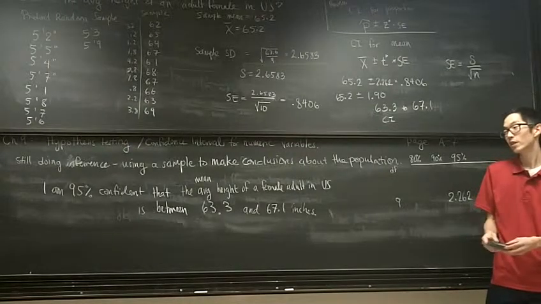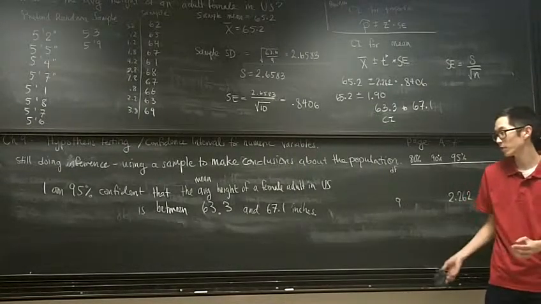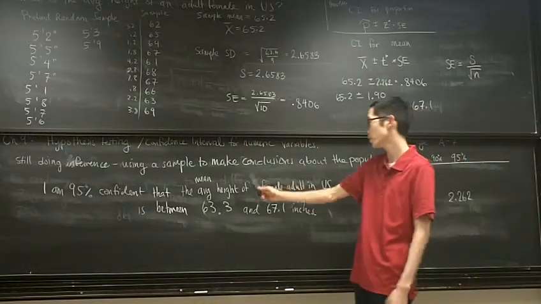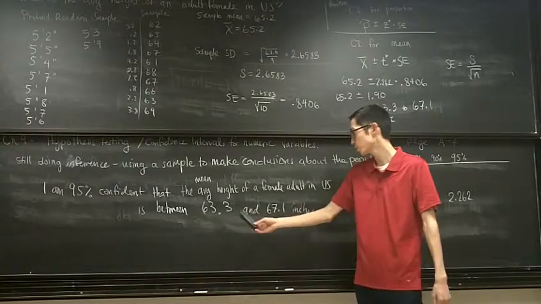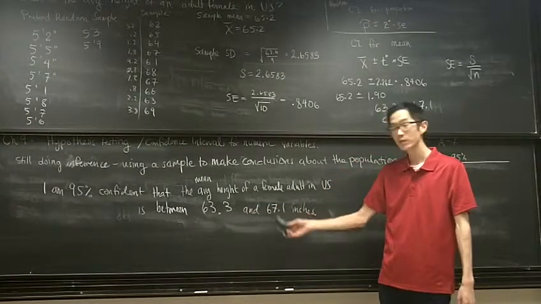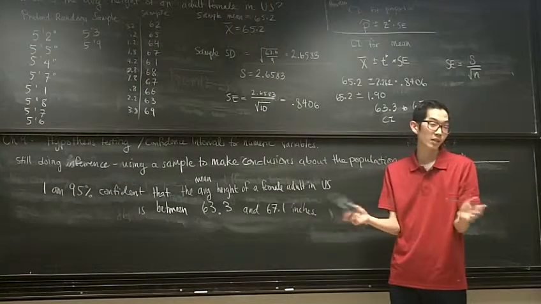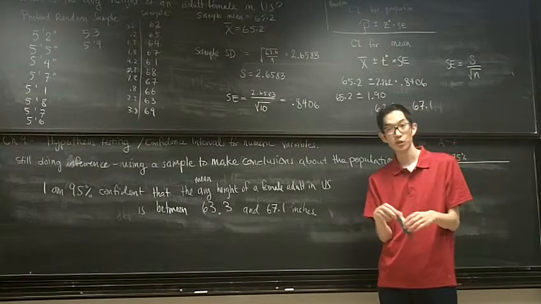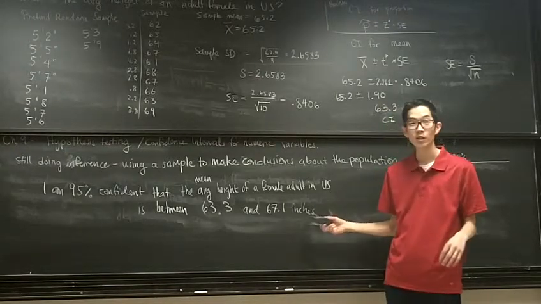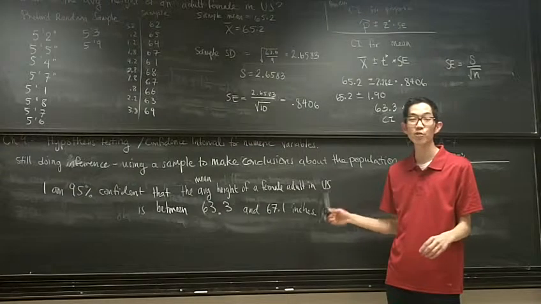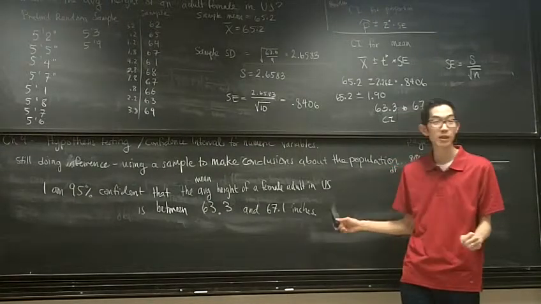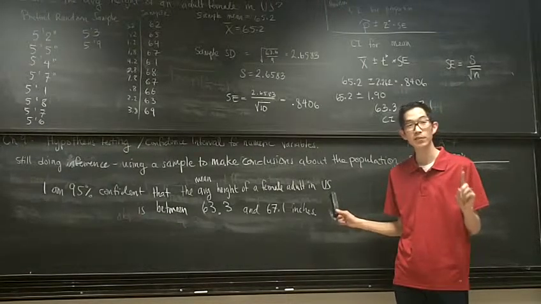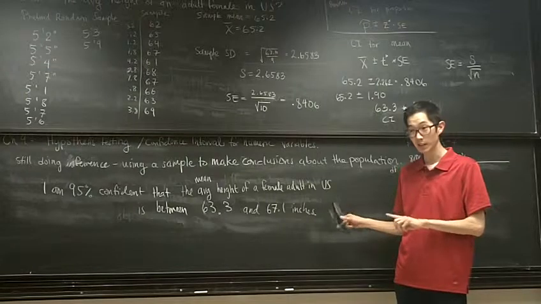So someone says, I believe the average height of a female in the U.S. is 5'4". You would say, well, my interval is, I'm 95% confident that it's between 63.3 or 5'3" and 5'7", 67. And someone claims it's 5'4". Well, it's within your interval. So you would say, we do not have evidence that it's not 5'4". Which is a very different thing from saying we have evidence that it is 5'4".